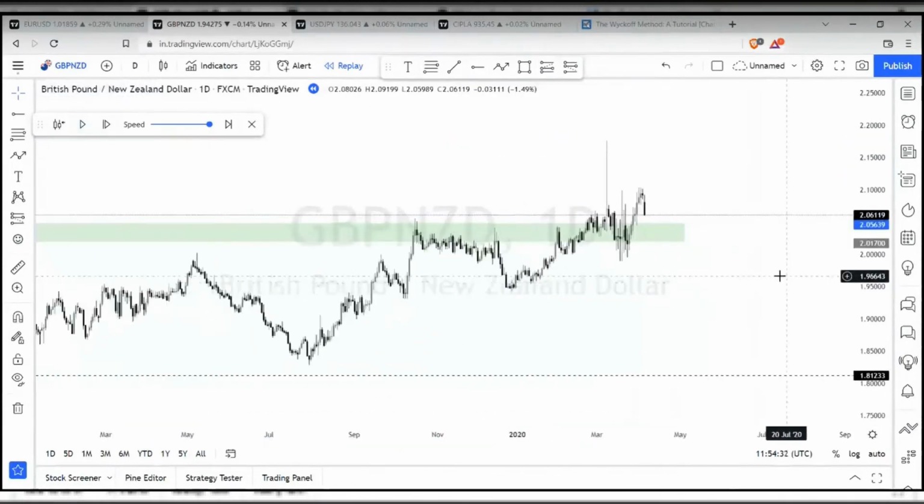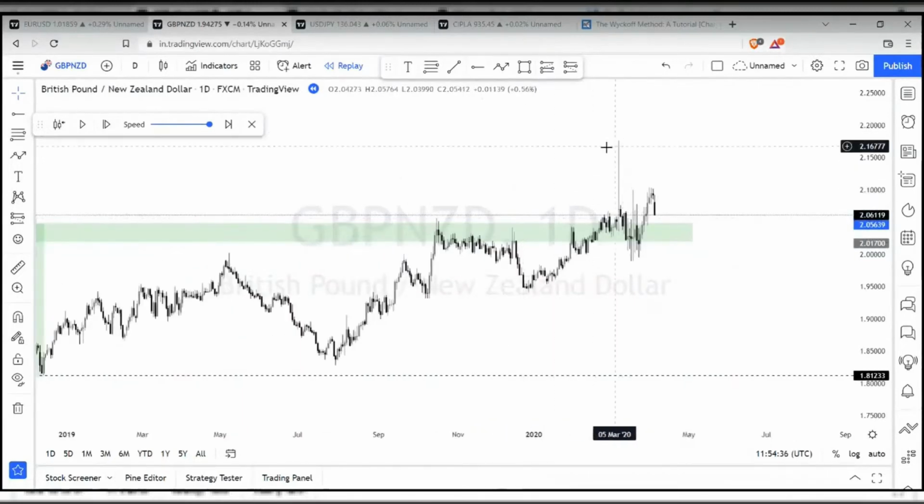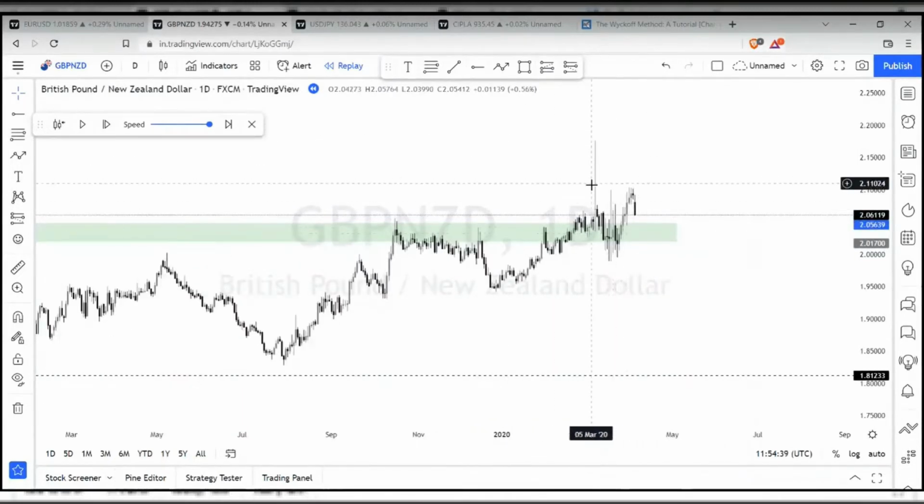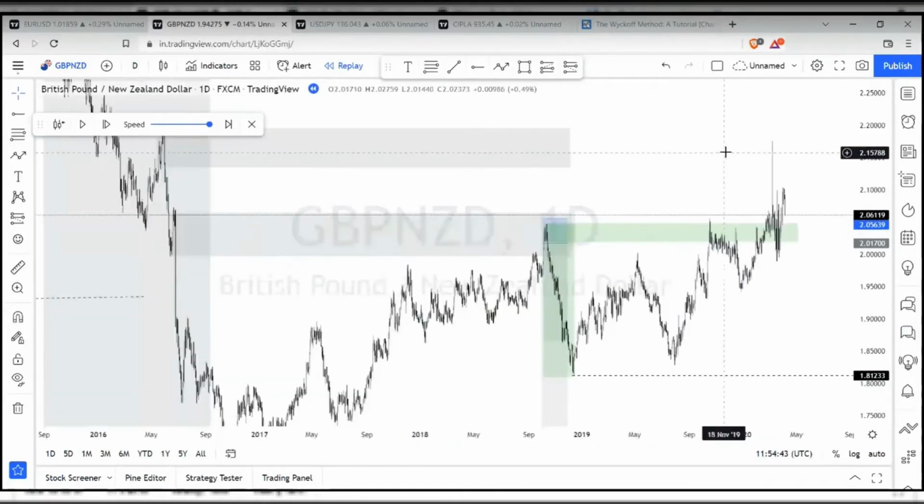Now, what do we have? We have a huge wick still. We have a huge wick taking out this with momentum. So let's go and see where it came.